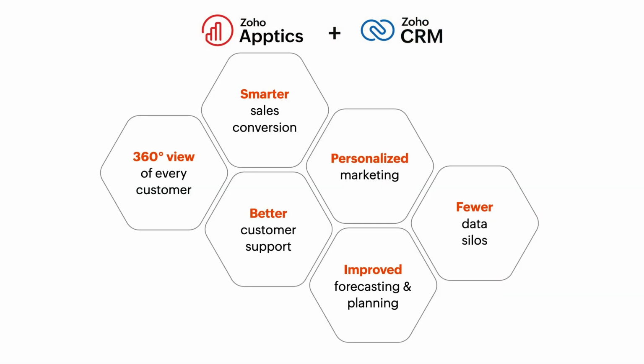So why do we need Aptix data in CRM? You get a 360 view of every customer. You can have smarter sales conversion. You have better customer support. You can do personalized marketing. You can improve your forecasting and planning. And there are fewer data silos.